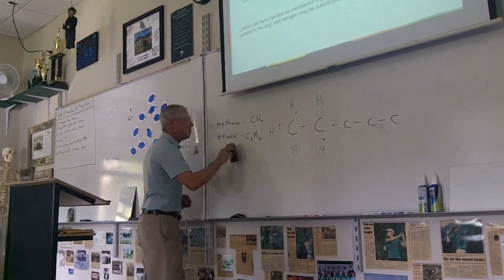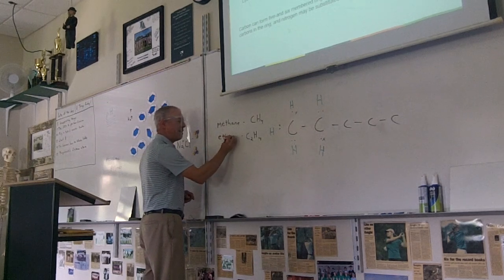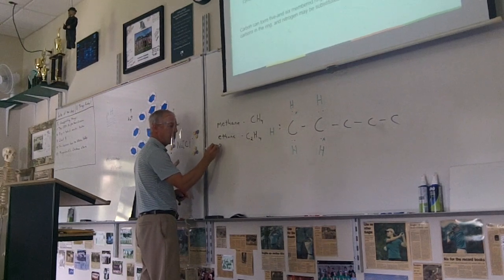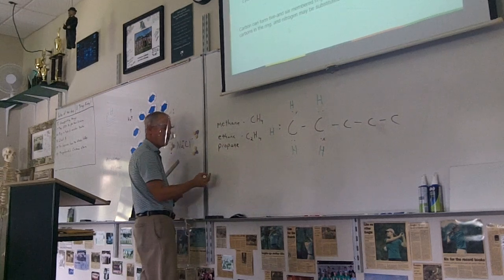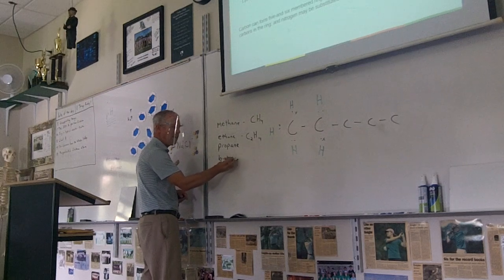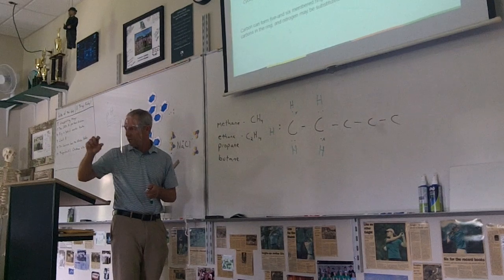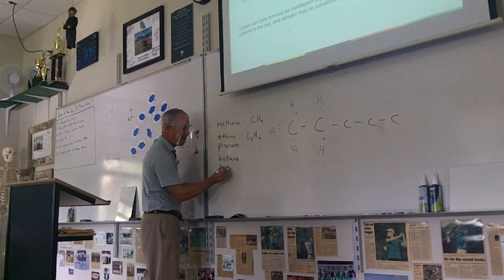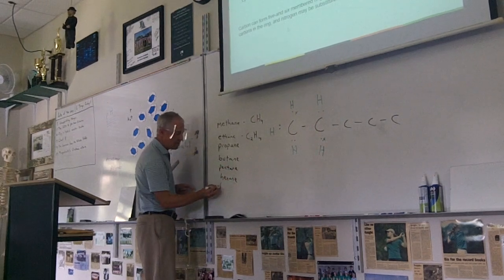So, methane is 1 carbon, ethane is 2, 3, do you know it? Prop means 3, propane, you ever heard of propane? 4 is bute, bute means 4, butane, you ever heard of butane lighter? Butane is the fuel that's in a lighter. Pentane is 5, hexane is 6, heptane is 7.